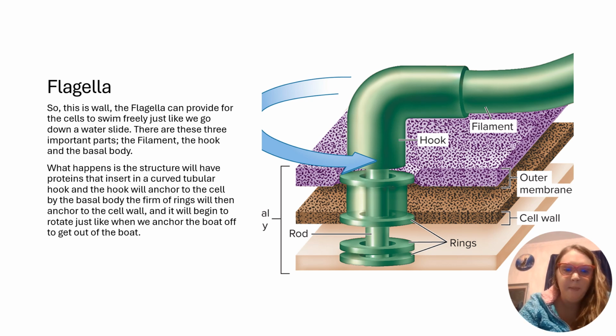So what happens is the structure will have proteins that will insert into the curved tubular hook, and the hook will anchor to the cell by the basal body. Then we'll have the formation of the rings, which then will anchor to the cell wall. It will begin to rotate as demonstrated. So that's pretty much like when we take a boat out. We're going to anchor it in order for us to get off the boat or just to sit on the boat or whatever we want to do. It will anchor and it will come to a complete stop.